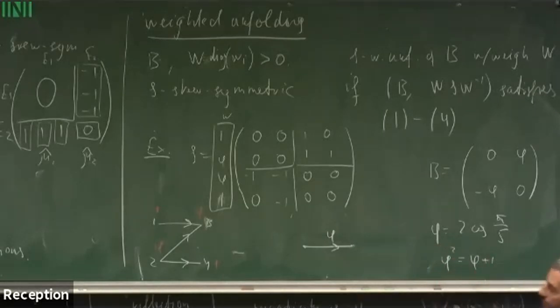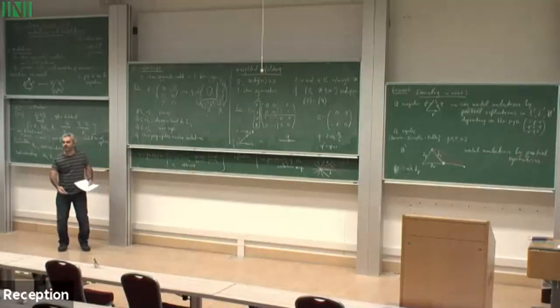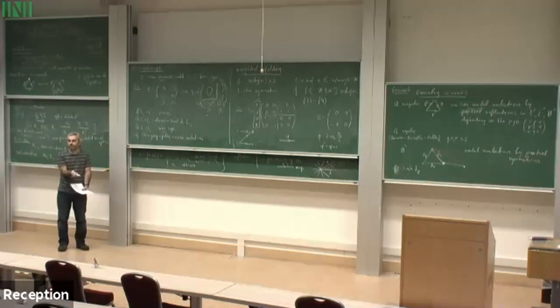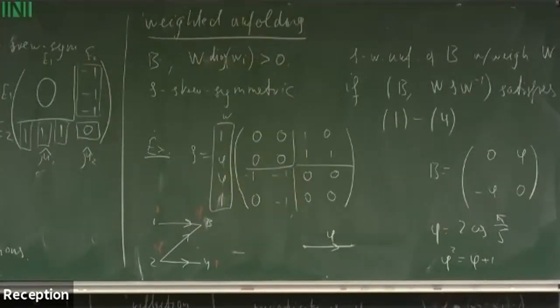Well, the point of unfolding is that I have some matrix which I'm not so sure what to do with, and I unfold it to a skew-symmetric matrix for which everything is known, and then I try somehow to inherit some good, nice properties from above to my initial matrix.